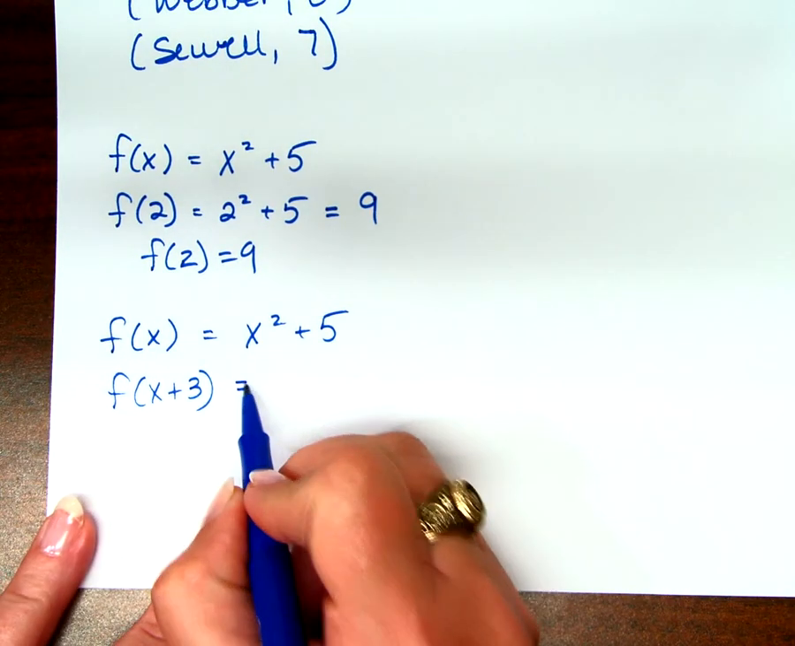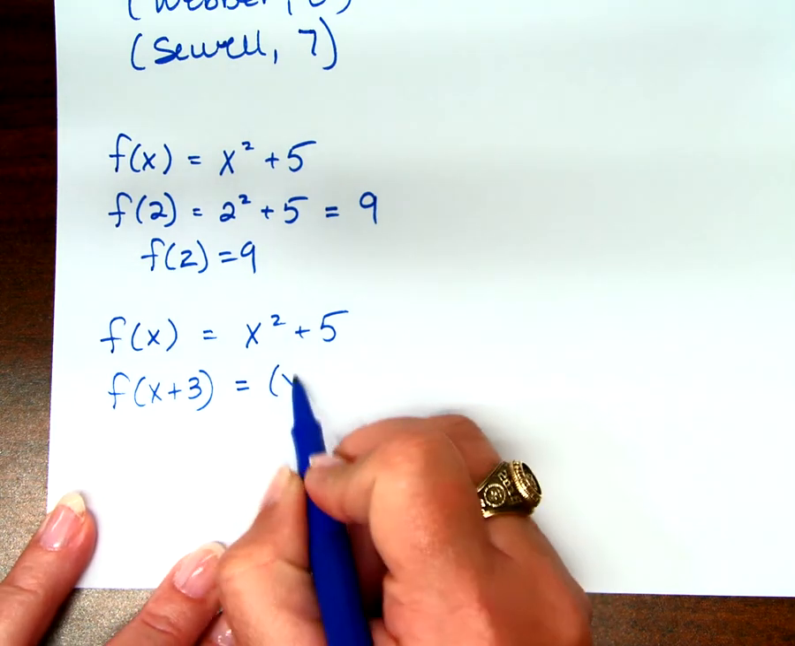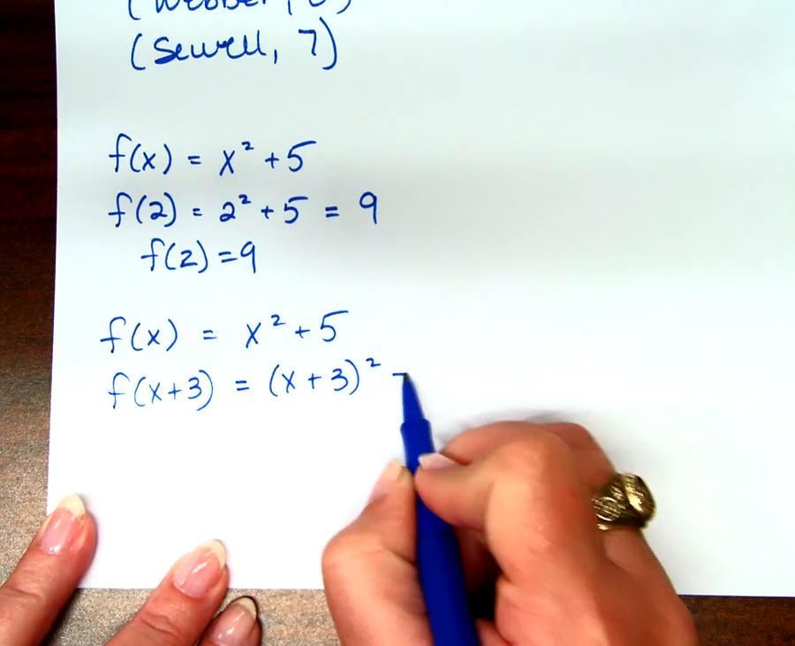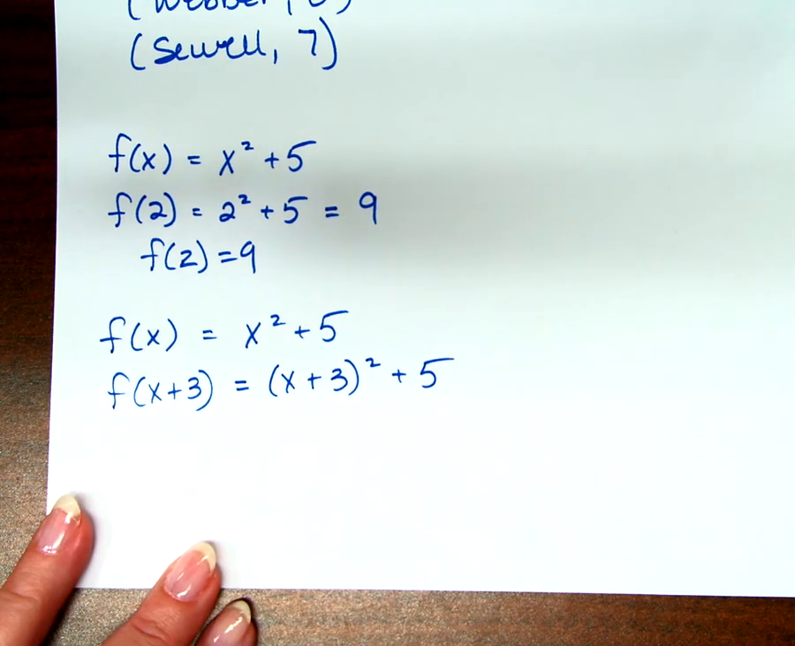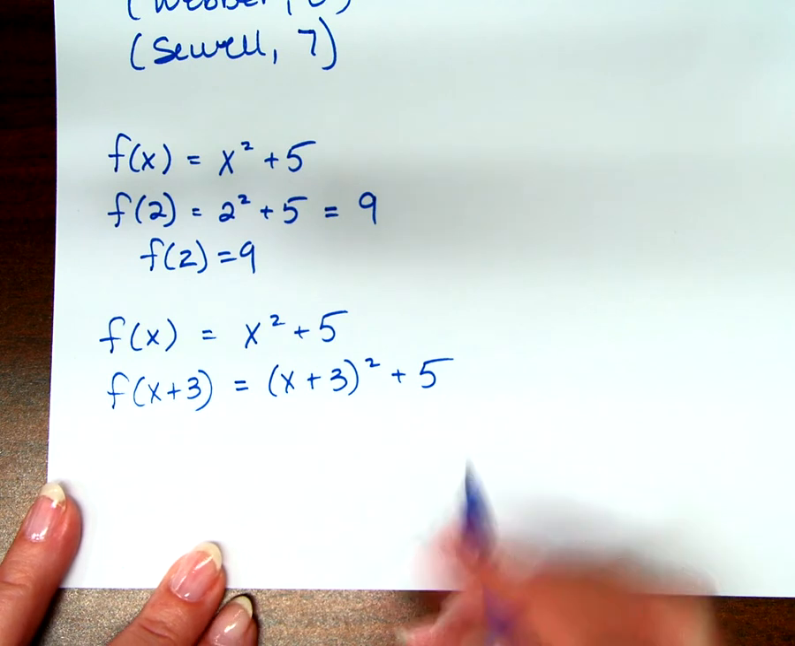What does that mean? So anywhere there's an x, I replace it with an x plus 3. Now, is that the answer? Why is that not the answer? We need to simplify it. That's exactly right. Okay, we need to simplify this.